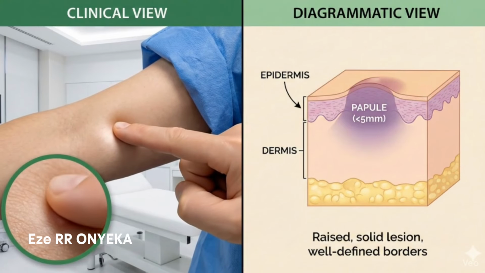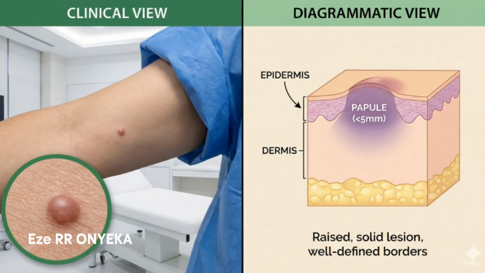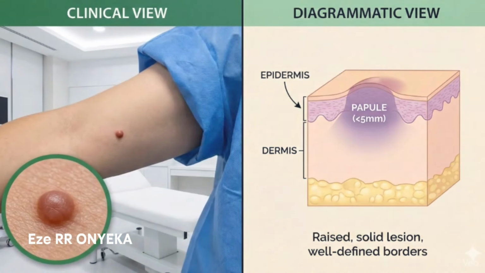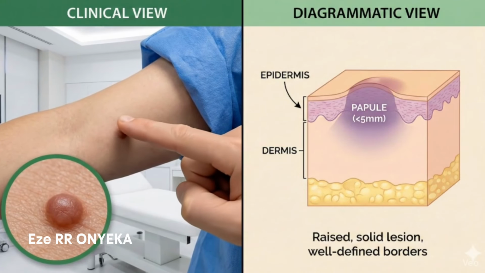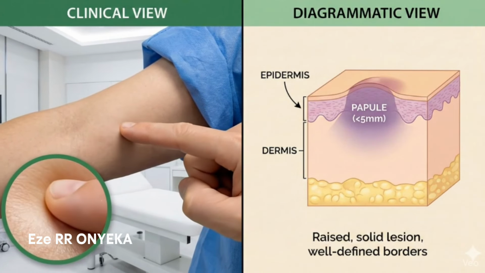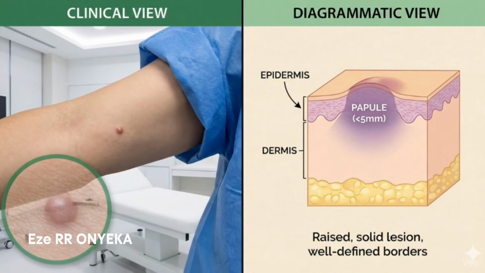Examples include pimples, small dermatofibromas, lichen planus, or molluscum contagiosum. Papules indicate localized dermal or epidermal infiltration, inflammation, or hyperplasia.